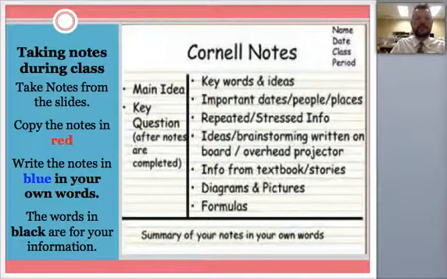Minor change in note-taking during class. You'll be taking notes from the slides. You copy the notes that are in red. You write the notes in blue in your own words, and the words that are in black are for your own information. Cornell Notes is a very common form of note-taking.